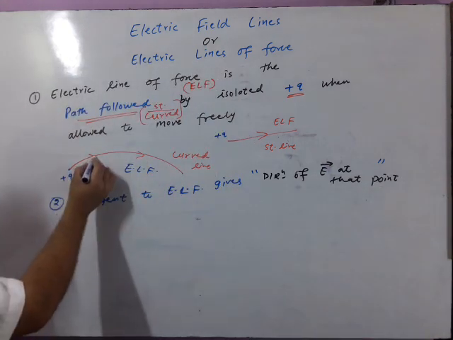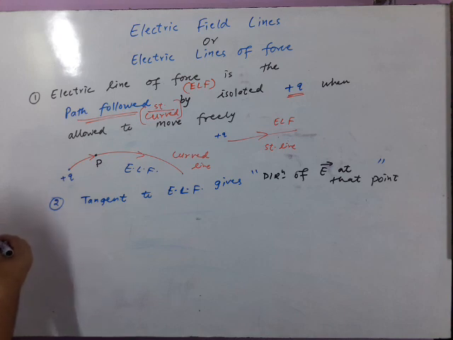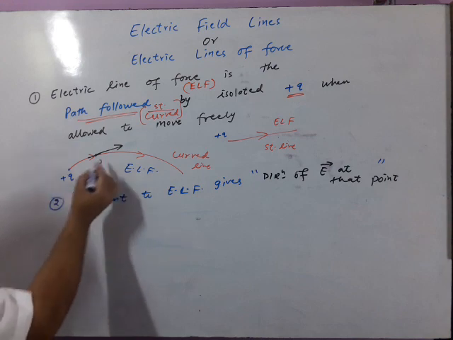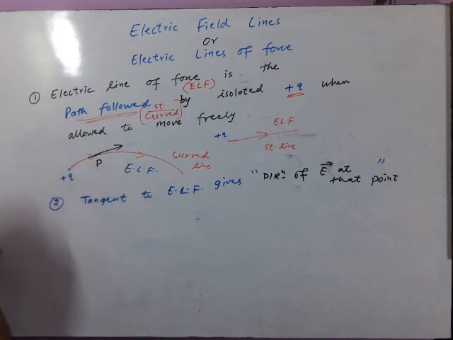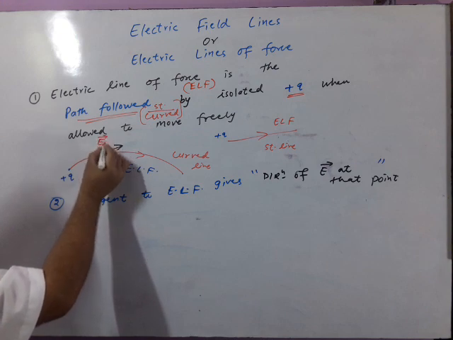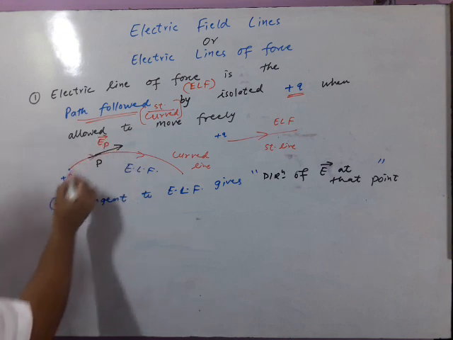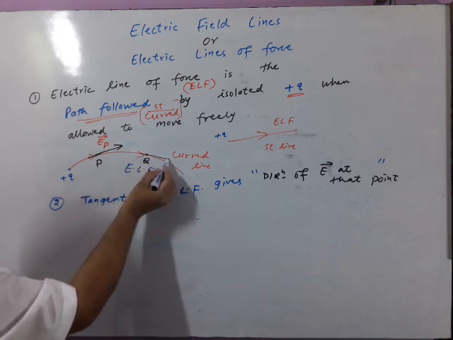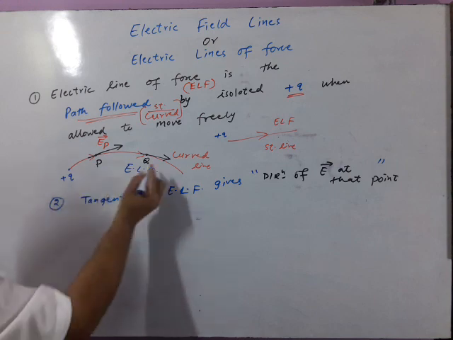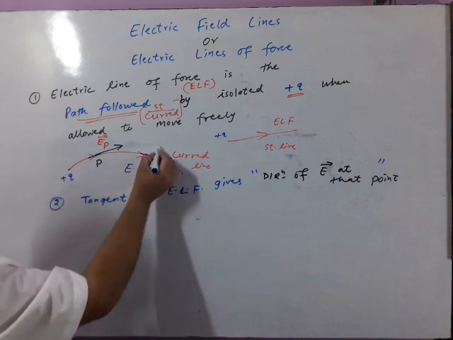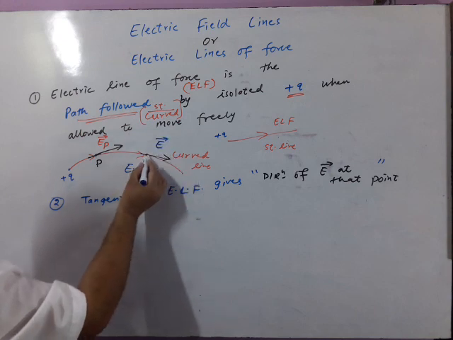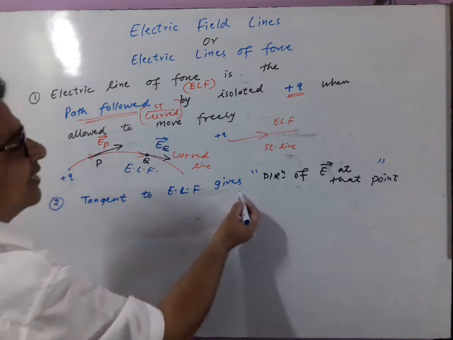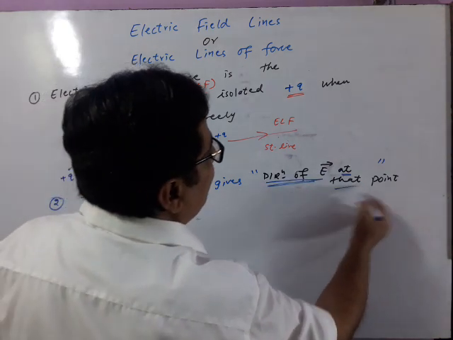This means if you want to find the direction of the electric field at P, draw a tangent at P. This tangent at P gives the direction of the electric vector at P. Similarly, if you draw a tangent at another point Q, this is the direction of the electric field vector at this point Q. So the tangent to an electric line of force gives the direction of the electric field at that point.